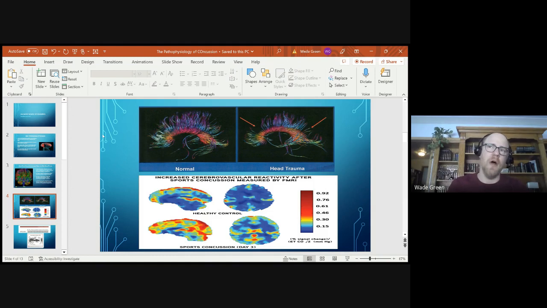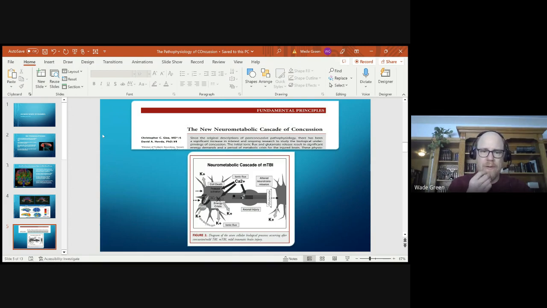Ultimately too, if we take a look, this is Christopher Giza, right? Christopher Giza was basically the pioneer. He's a physician, but he was essentially the pioneer of this neurometabolic cascade, right? And ultimately what we see here with concussion is this giant influx of calcium and this giant outflow of potassium from the neuron itself, right? And ultimately what this results in is essentially a cytotoxic environment inside of the cell.